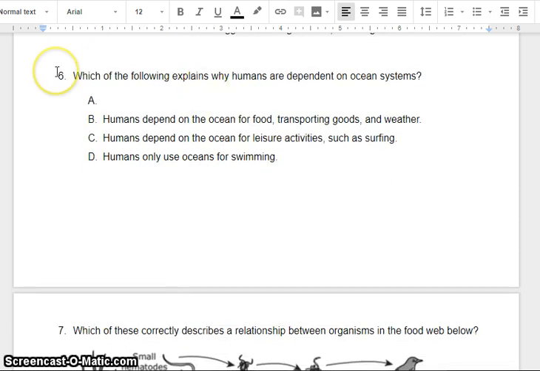Number 6. Which of the following explains why humans are dependent on ocean systems? B. Humans depend on the ocean for food, transporting goods, and weather. C. Humans depend on the ocean for leisure activities such as surfing. D. Humans only use the oceans for swimming.